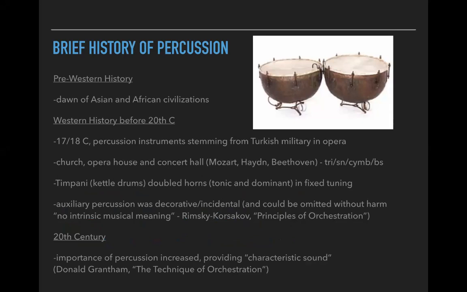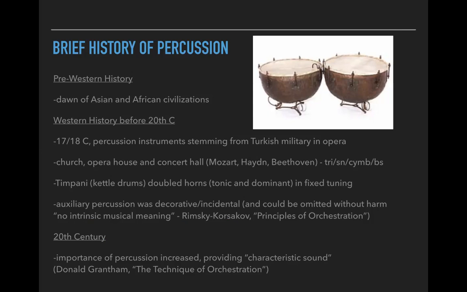Before the 20th century, in the 17th and 18th century, what we think of as our common percussion instruments, you know, things like the cymbal, the bass drum, the snare drum, well, that's stemming from the Turkish military, which would then make its way into what we think of as Western classical music. So this is the derivation of that. And eventually that started showing up in churches, opera houses, and concert halls. So it's interesting, it's coming from the outside, which makes a lot of sense. These are very noisy instruments, they're very loud, and they're being brought inside.